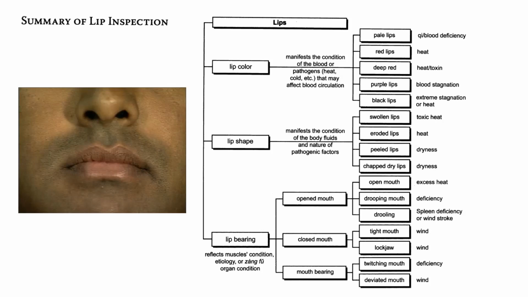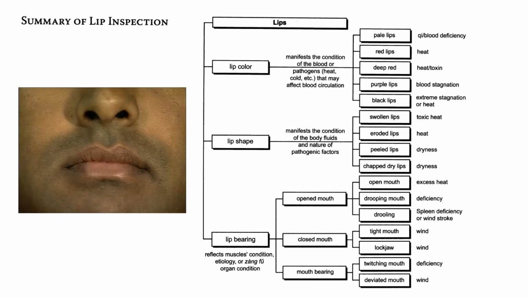Next, we have here the lip bearing, which reflects the condition of the muscles and its etiology in the Zhangfu organ condition. So here we have an open mouth. If the mouth is open or cannot close, there is an excess heat. If the mouth is drooping, it's a deficiency condition. And if there is drooling, it's spleen deficiency or wind stroke.